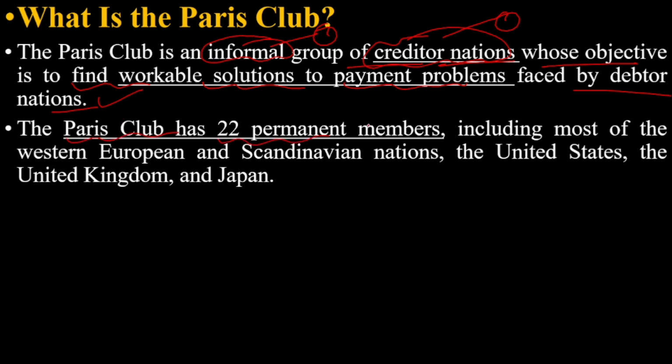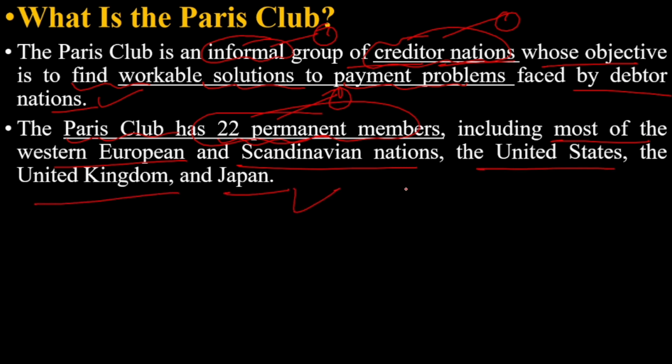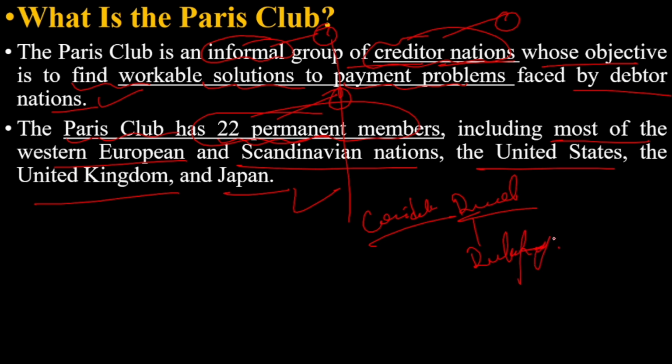The Paris Club has 22 permanent members, including most of the Western European and Scandinavian nations, including the US, the United Kingdom and Japan, which means almost all developed countries. So the Paris Club will assist by providing credit. These are the developed countries providing credit to developing countries. So this is all about the Paris Club, because wherever there are payment problems with respect to the least developed nations, they will be assisting them through payments, that means loans.